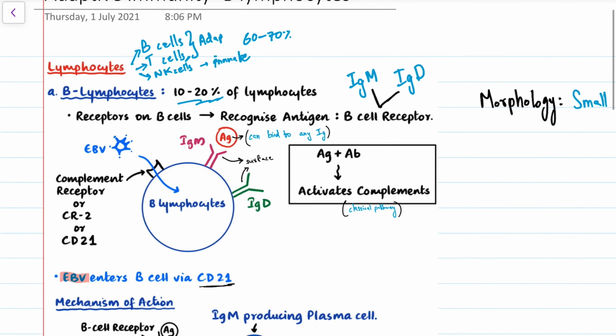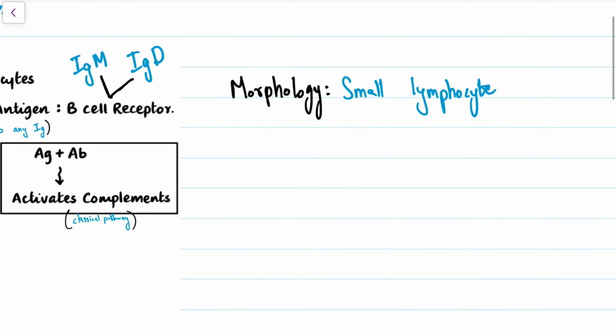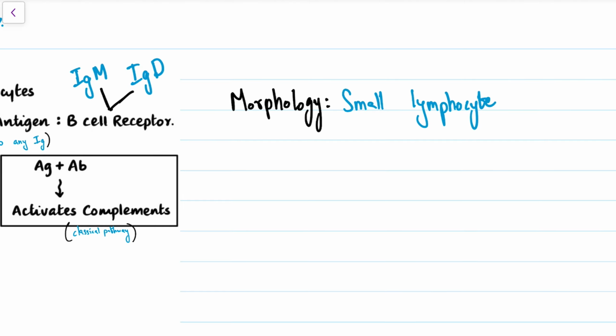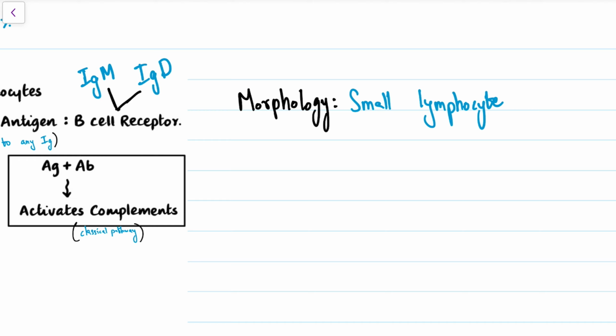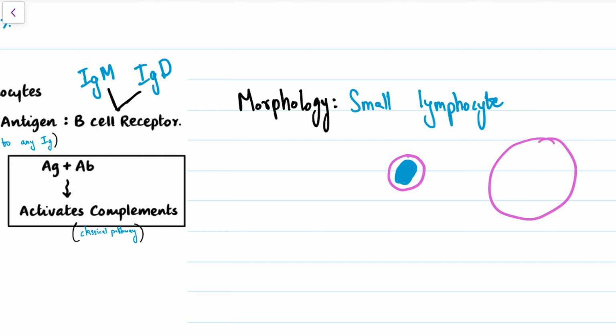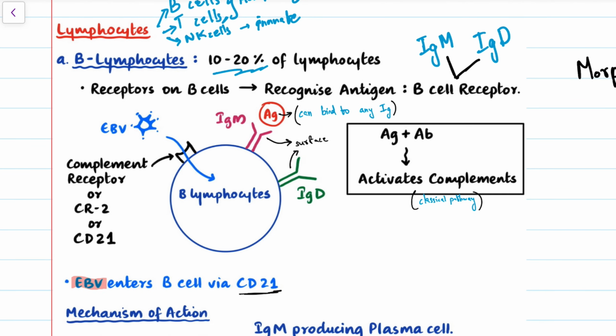Okay, so how is a B lymphocyte actually seen in a peripheral smear? If you see in a peripheral smear, it is known as the small lymphocyte. B and T cells appear as small lymphocytes, whereas the NK cells appear as large granular lymphocytes. It has a cell and a lot of nucleus in it. There is a lot of nucleus present, and it's comparatively smaller in size when compared to an NK cell.